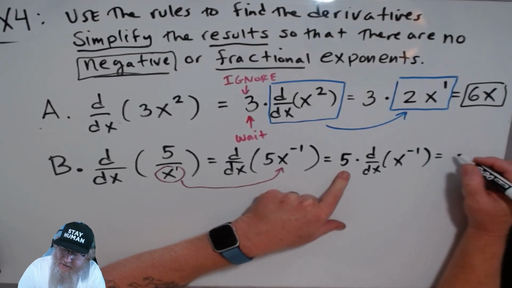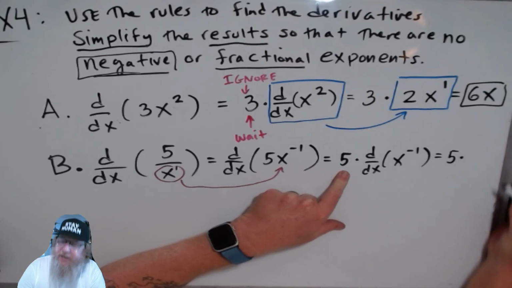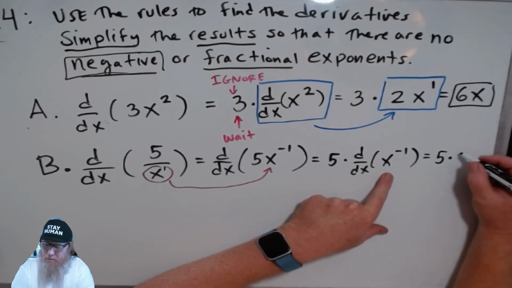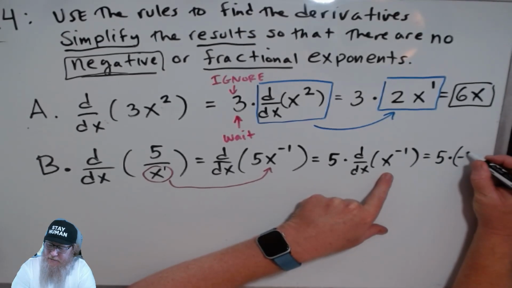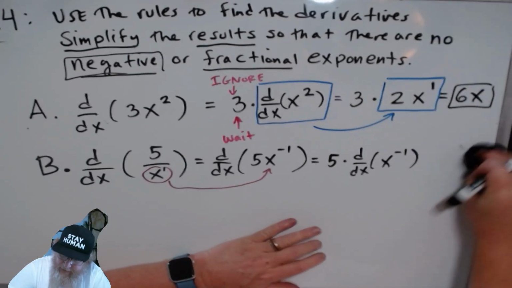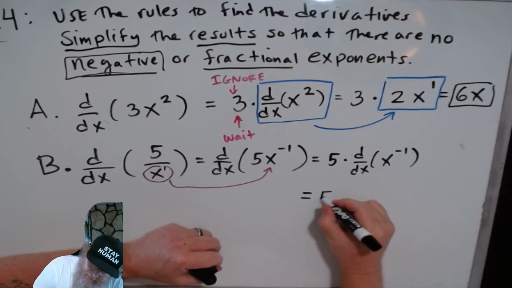So that's going to be 5 times, now this is going to be messy here. What's the derivative of x to the negative 1? It's negative 1. Here, I don't have enough space to write it there. I'm just going to have to write it here.